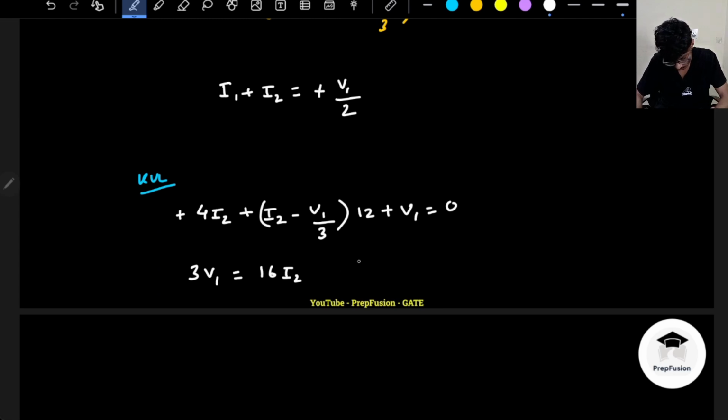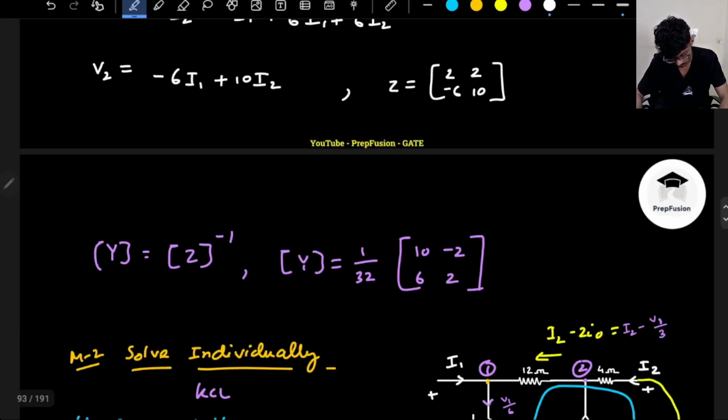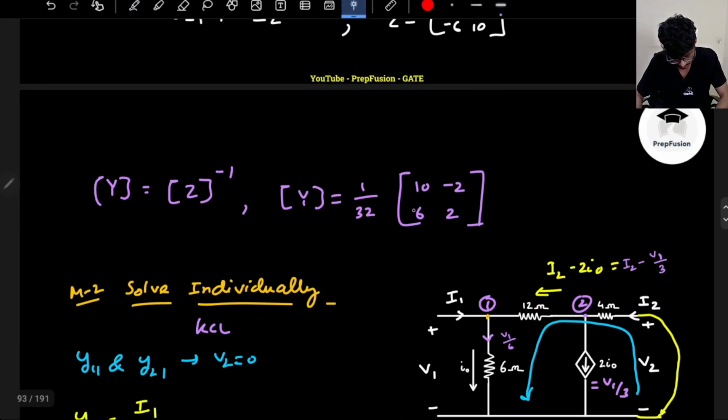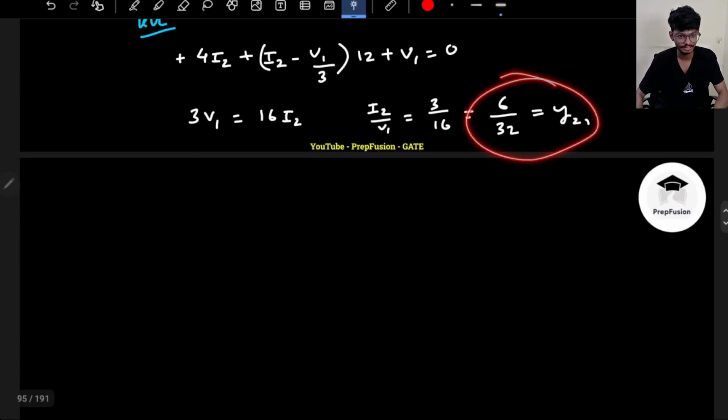So 3V1 is equal to 4I2 and 12I2, so it is 16I2, and that's it basically. So I can write I2 upon V1 is equal to 3 by 16. If I multiply 2 on both sides, it will be 6 by 32. This is your Y21. Let's cross verify. Y21 is 6 by 32, which is what we are getting here. So whatever we have done is correct.